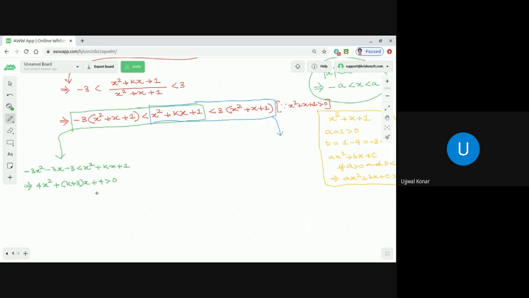Dear students, this quadratic polynomial is greater than 0 and the coefficient of x square, that is 4, is greater than 0. Then definitely the discriminant of the corresponding polynomial equation has to be less than 0. Correct? So what is that? b square, that implies (k plus 3) whole square minus 4 into a, which is 4, into c, which is 4, that must be less than 0.